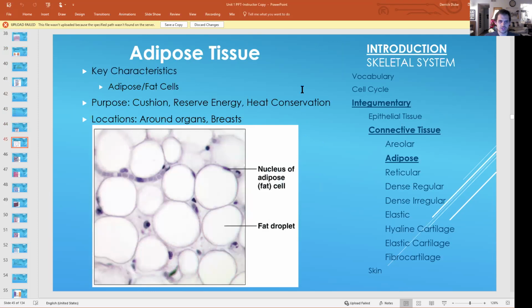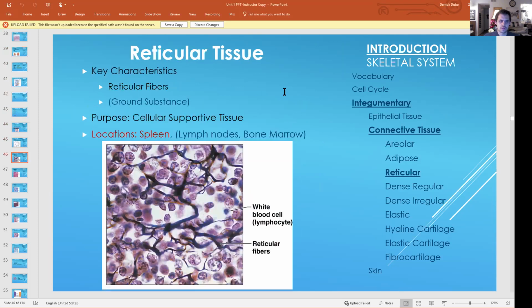All right, adipose tissue, pretty straightforward. All right, reticular tissue. This is basically just supportive tissue that you're going to find around the spleen. It has lots of reticular fibers inside of it.